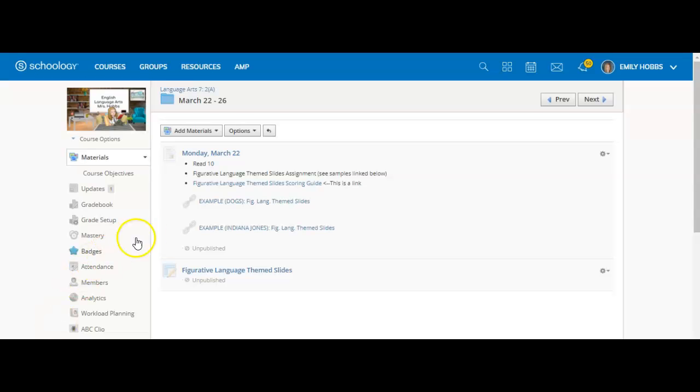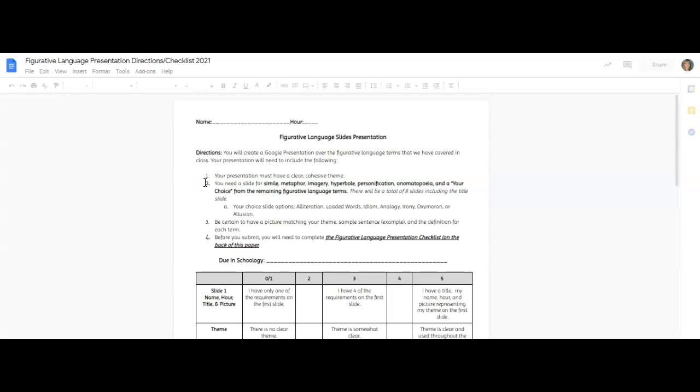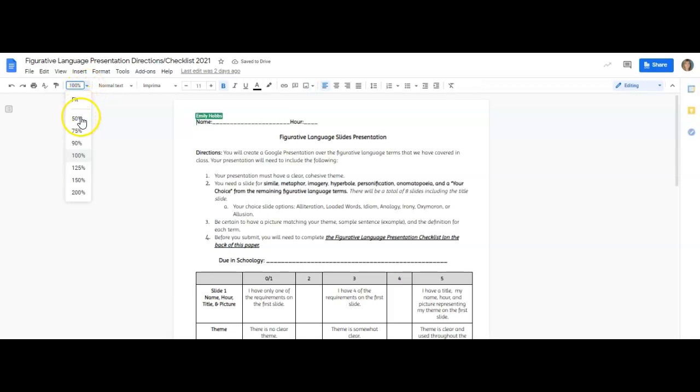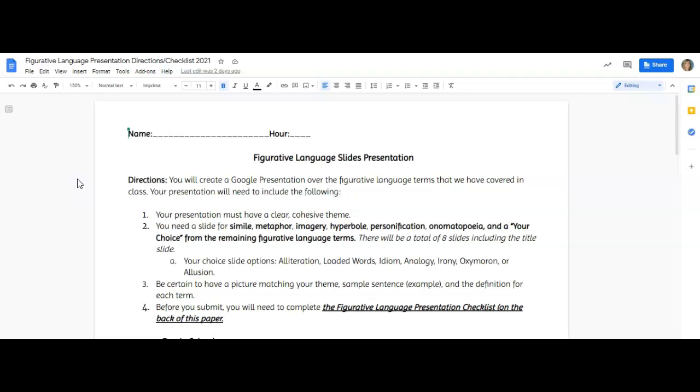So what I want to do is show you what the directions look like in the scoring guide. This is linked in Schoology. When you open up the scoring guide and the directions, it's always wise to look at that at the beginning of a project and sometime in the middle, and then before you turn it in as a last check.